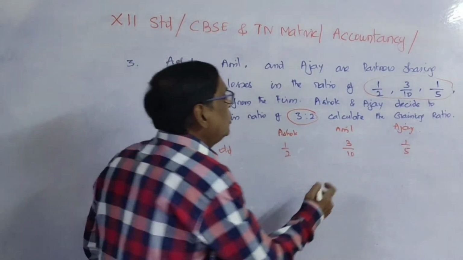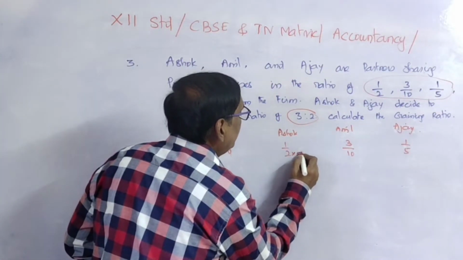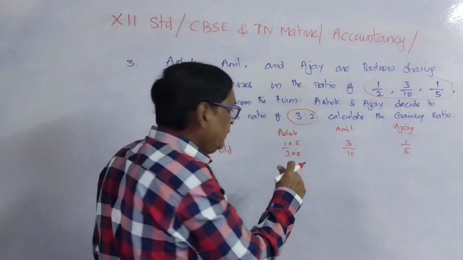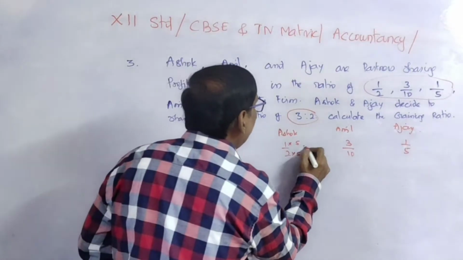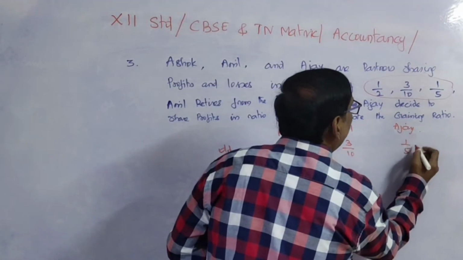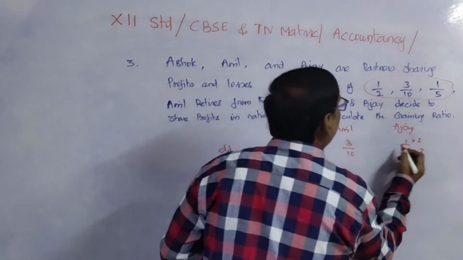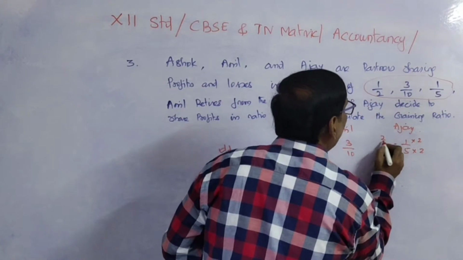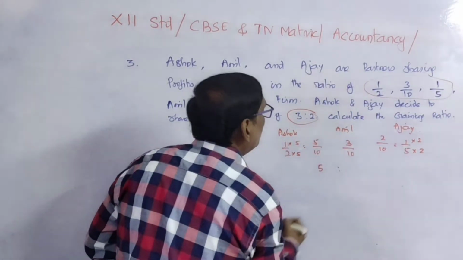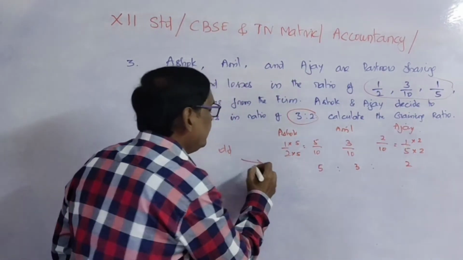In order to make the denominator 10, we have to multiply by 5, I mean both denominator and numerator we have to multiply by 5. So it will become 5/10. Here also we have to multiply by 2, both denominator and numerator. If we multiply, it will become 2/10. So the full term ratio is 5:3:2. This is the old ratio. Understand?